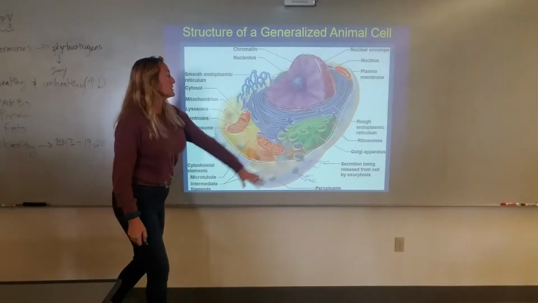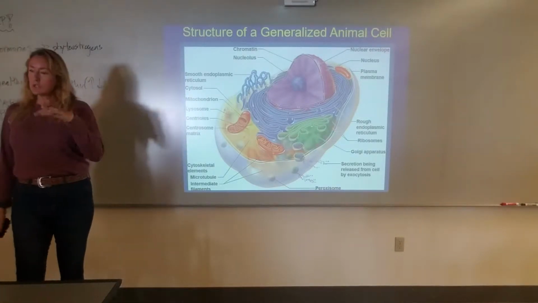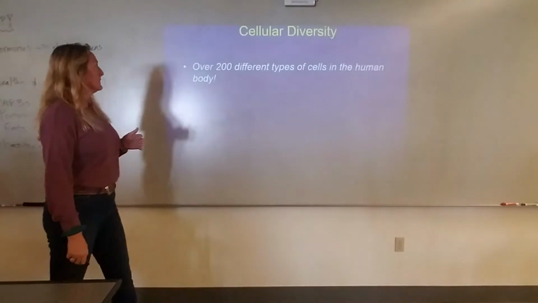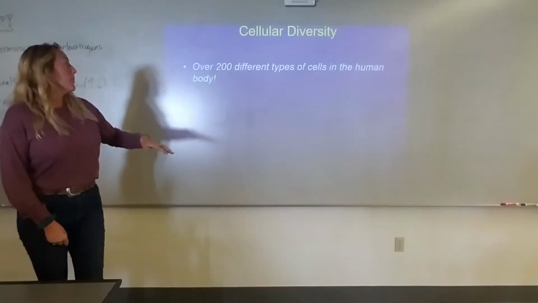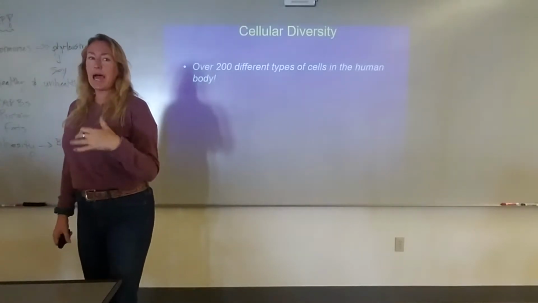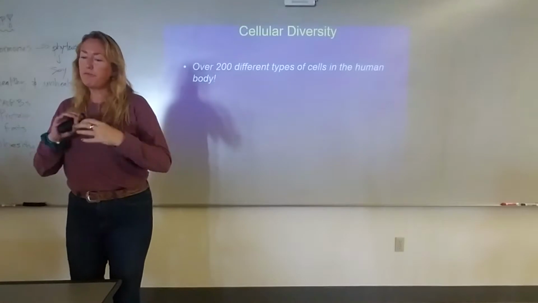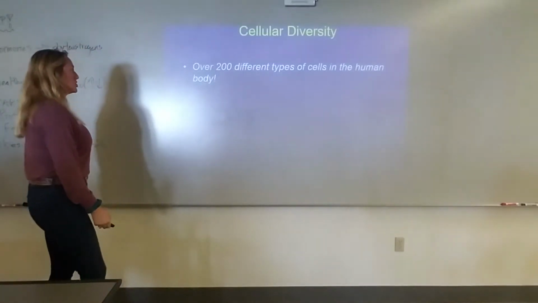All right, so this is the overall cell. You know a bit about this already. We're going to spend some time on these other structures so you're aware of what the organelles do in the cell. Cells are really, really diverse. In our human body, there are about 200 different types of cells. That means they have unique anatomy and physiology. They have a morphology or a structure that makes them very specific to do a specific job.